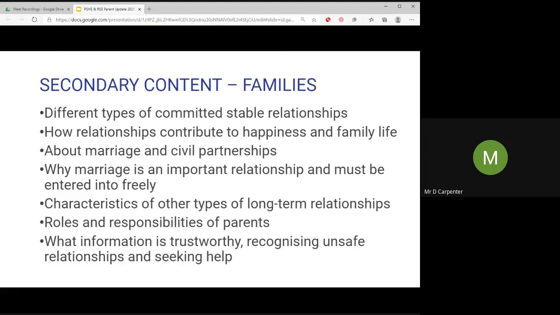We have content relating to families to do with stable relationships, relationships and their link to happiness and family life, marriage and civil partnerships, why marriage is an important relationship, long-term relationships, the role of a parent or a guardian, what information is trustworthy, and recognizing unsafe relationships and where to seek help.